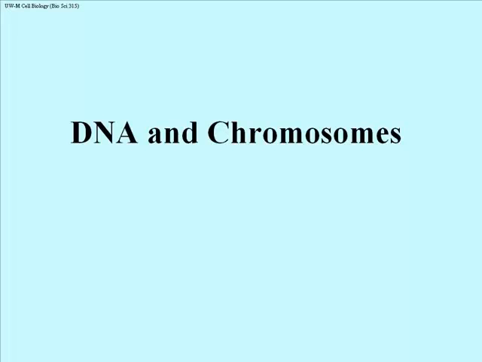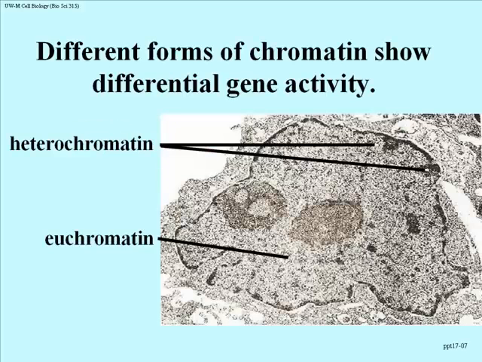We have had a look at the basics of gene regulation in prokaryotes first, and then in eukaryotes. Let's take a look at how chromosomes are organized and how chromosome structure influences gene expression. So we're going to talk about DNA and chromosomes. Now let's take a look at the different forms of chromatin that you can see in a nucleus.